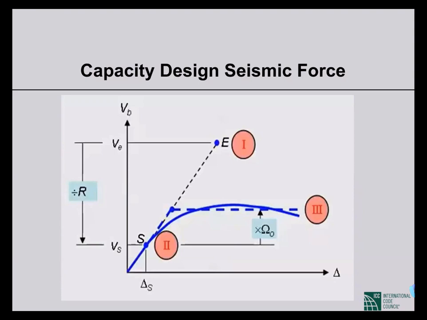So in AISC, in these seismic provisions, this is the basic philosophy. That's why there are so many different types of provisions, because there are so many detailings that are related to how we can make the structural fuses ductile, and what the connections with the other parts should be. So these are very important things.